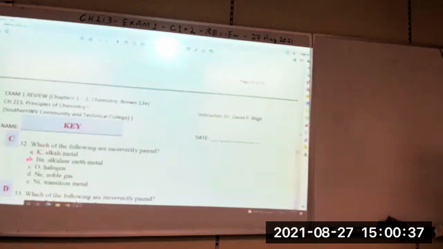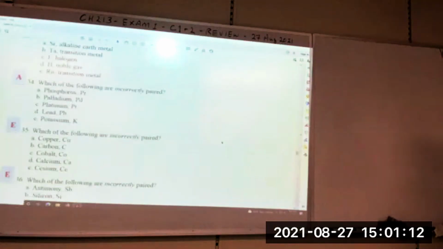this one says, do you know your groups? Which of the following are incorrectly paired? Potassium is an alkali metal. That's true. First group. Barium, alkaline earth. Yep, it's in the second group. Oh, it's not a halogen. Oxygen is a chalcogen. So that was wrong. Neon's a noble gas and nickel is a transition metal. So those are true. So C is the wrong answer there.